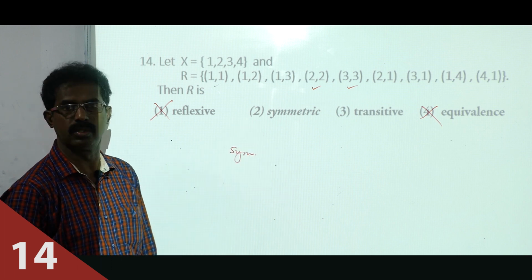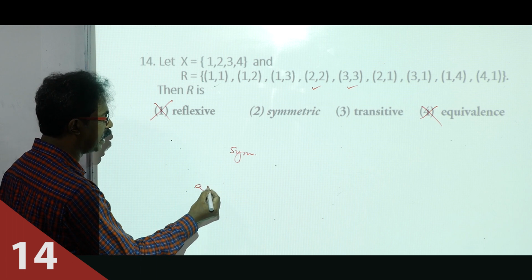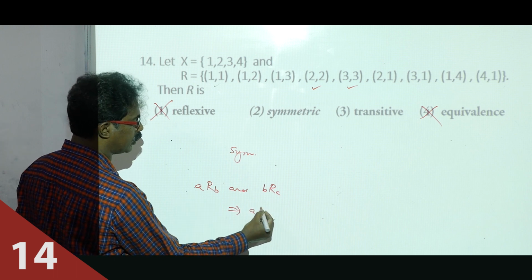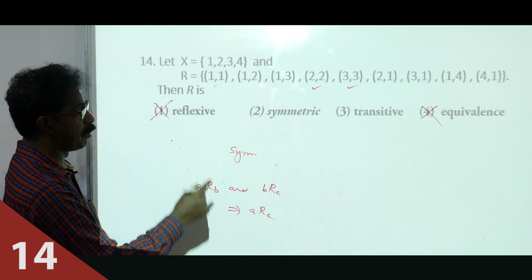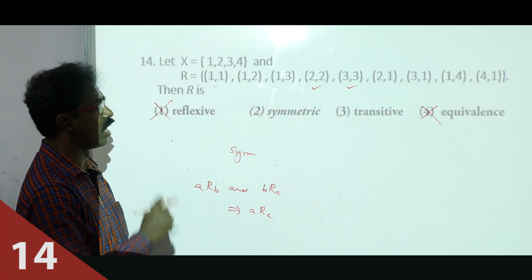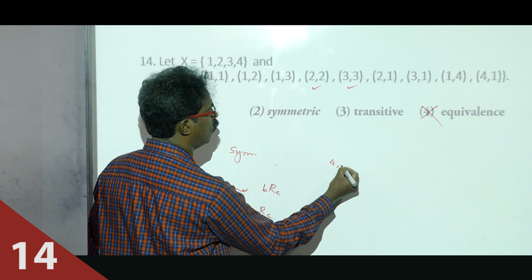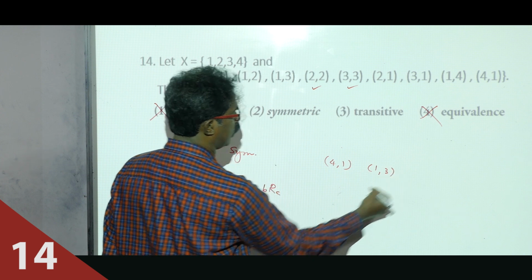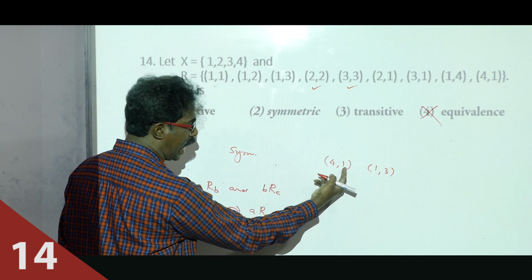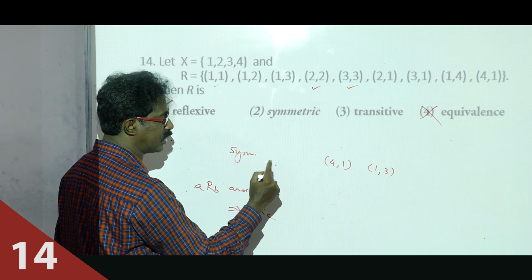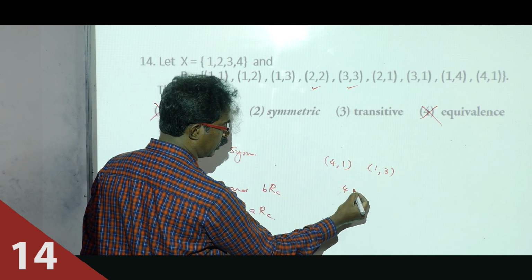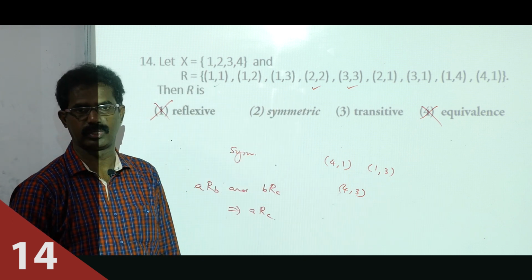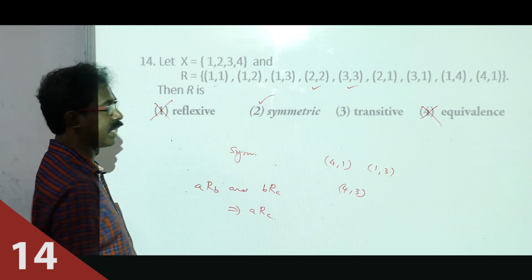Now check for transitive also. Transitive means what? If A is related to B and B is related to C, then A must be related to C. In some cases it's satisfied, but it must be true for all the elements given in R. I am taking this one, 4, 1, that is 4 is related to 1, and 1, 3, that is 1 is related to 3. So if it is transitive, 4 must be related to 3. But 4, 3 is not there. So even one example is enough, it is not transitive. So the correct option is symmetric, the second option.